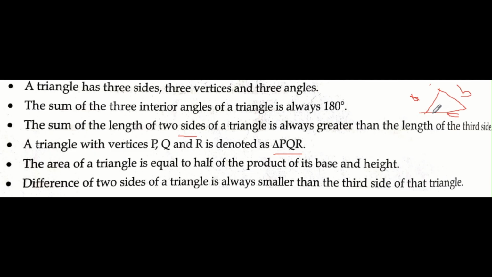The area of a triangle is equal to half of the product of the base and the height, half BH. Then the difference of the two sides of a triangle is always smaller than the third side. It is just the inverse of the third point. I mean, here it's the difference of two sides which is smaller than the third side. There, the sum of the two sides will be larger than the third side. Okay, these are some of the important points related to triangles. Okay, so let's look at the next one.